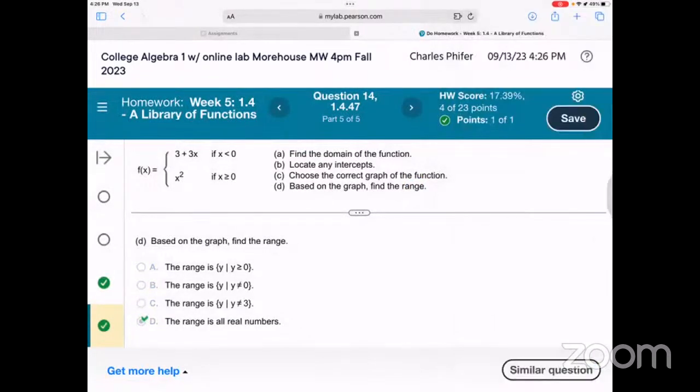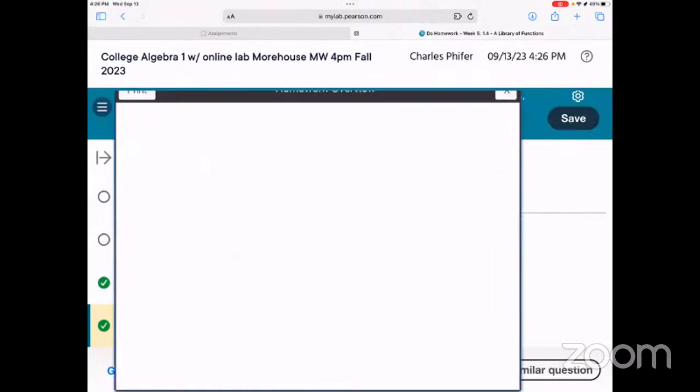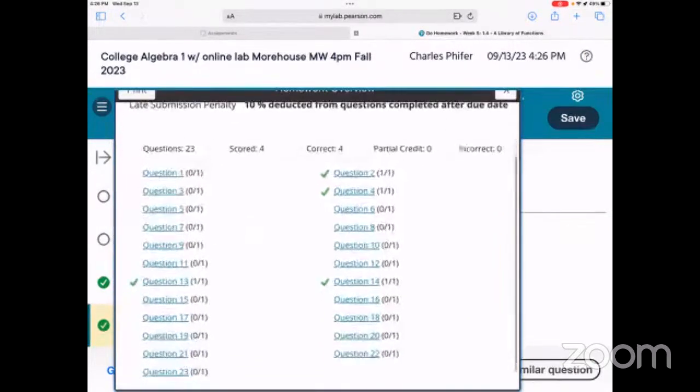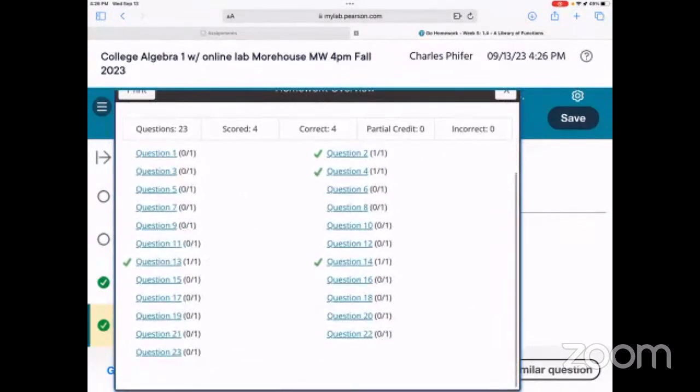Hey Google, give me a random number between 1 and 23. About to go to Siri. Here's a random number, 18. Let's look at 18.